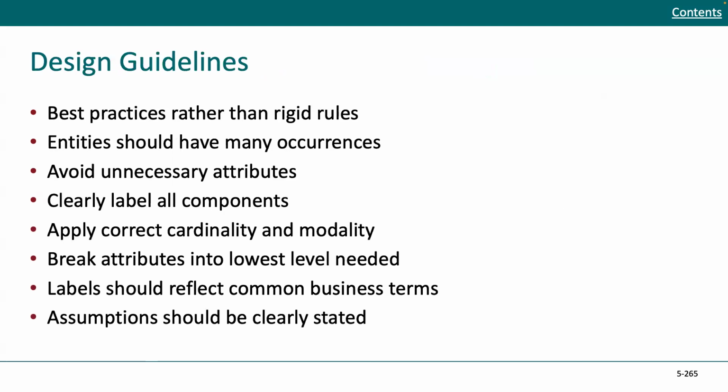So what are some of the design guidelines that we would want to be utilizing? Best practices rather than rigid rules. Entities should have many occurrences. You want to avoid unnecessary attributes. Clearly label all components. Apply correct cardinality and modality. Break attributes into the lowest level needed. Labels should reflect common business terms, and assumptions should always be clearly stated.